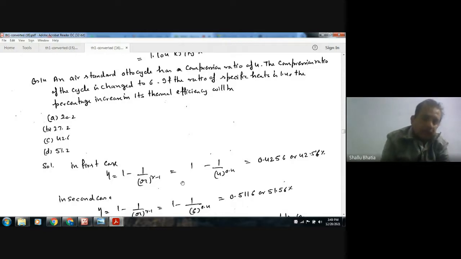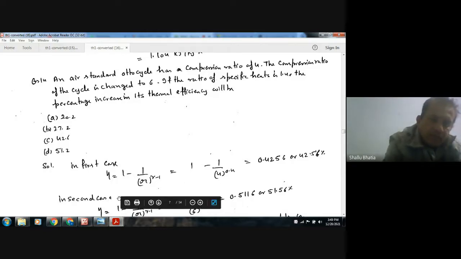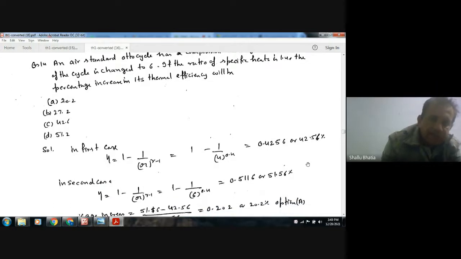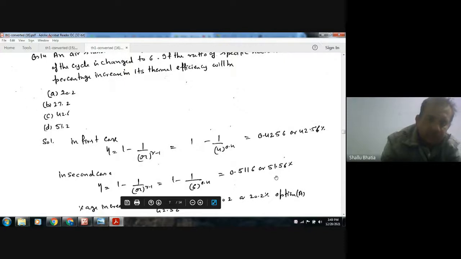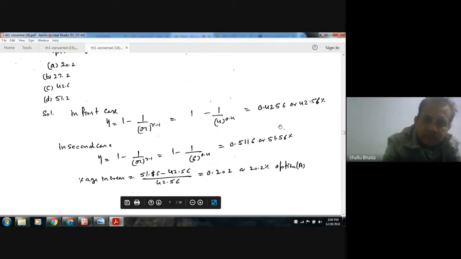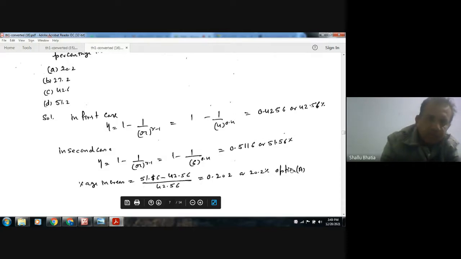Now you have to use another formula, that is for the Otto cycle. The efficiency of the Otto cycle is 1 minus 1 by r to the power gamma minus 1. So r is initially 4, and according to this, it is 42.56%. In the second case, r is 6, so it is 51.56%. The percentage increase is final minus initial divided by initial, that is 20.2%. Option A is correct.